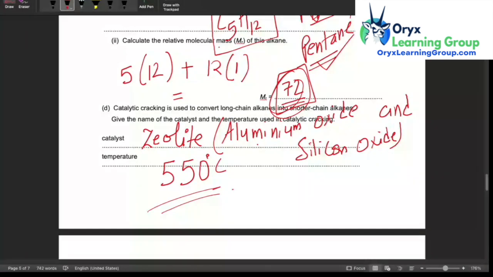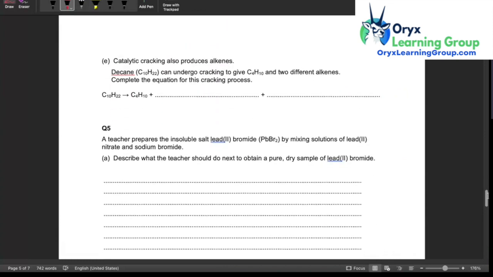No, she said aluminium and silicon. Yeah. Okay, so you can write zeolite, and that's a combination of aluminum oxide and silicon oxide. Okay, so let's go to the next one.